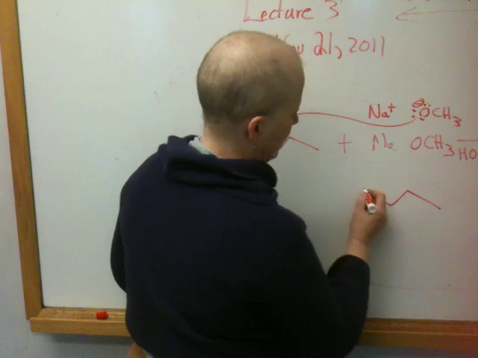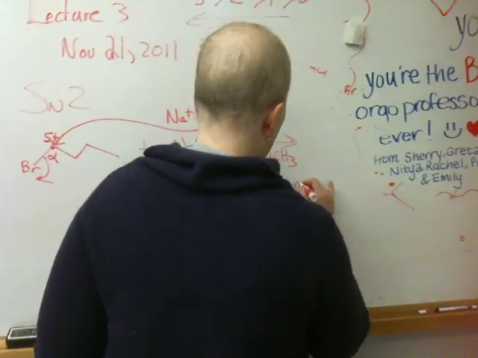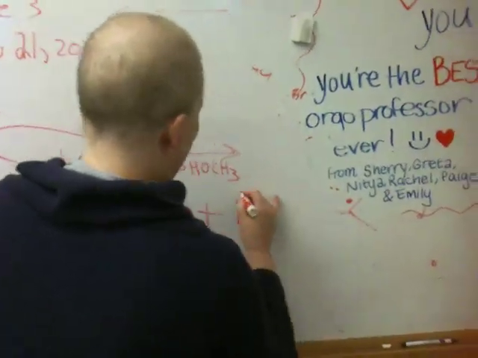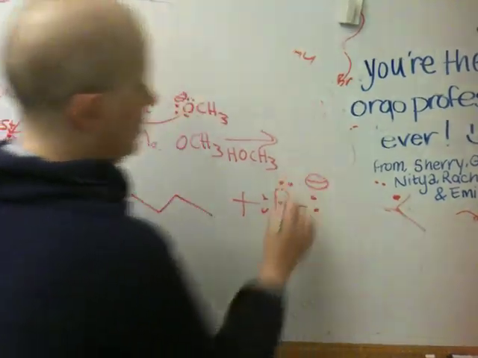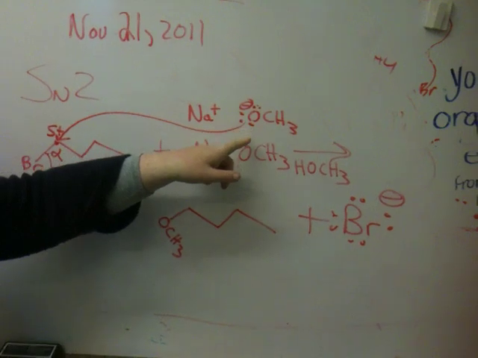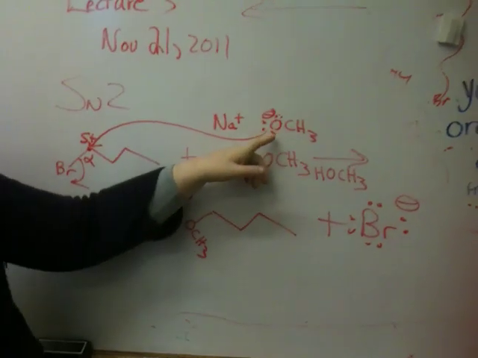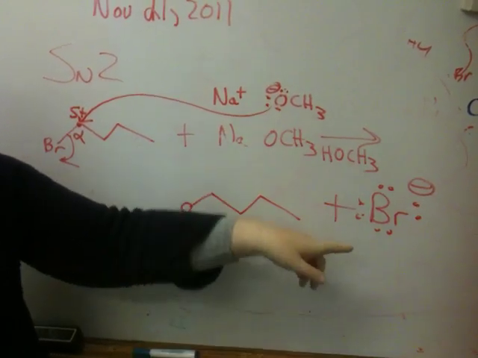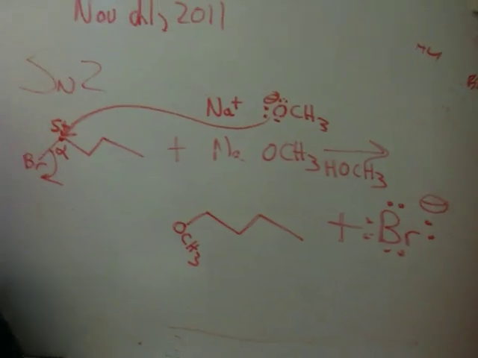The outcome is that this group is now hooked to the carbon, and the byproduct is this bromine, which has a negative charge. So if you were just doing the acid-base analysis, you'd say base to base. Which base is weaker? Bromide's a weaker base. So this makes sense. We're kind of going downhill in terms of energy.